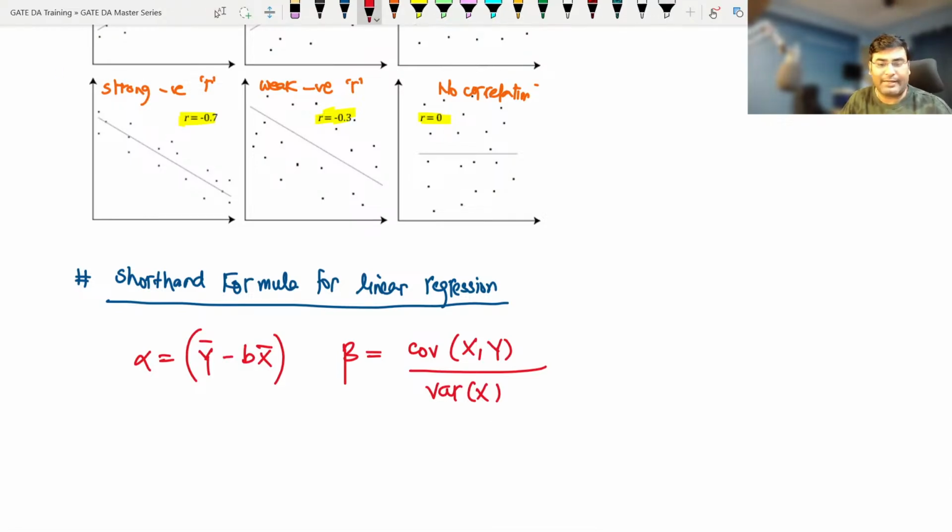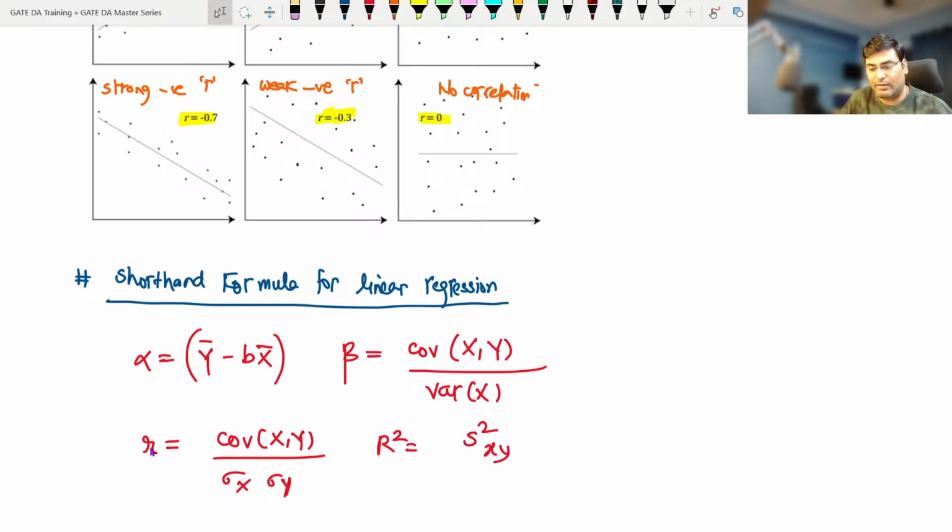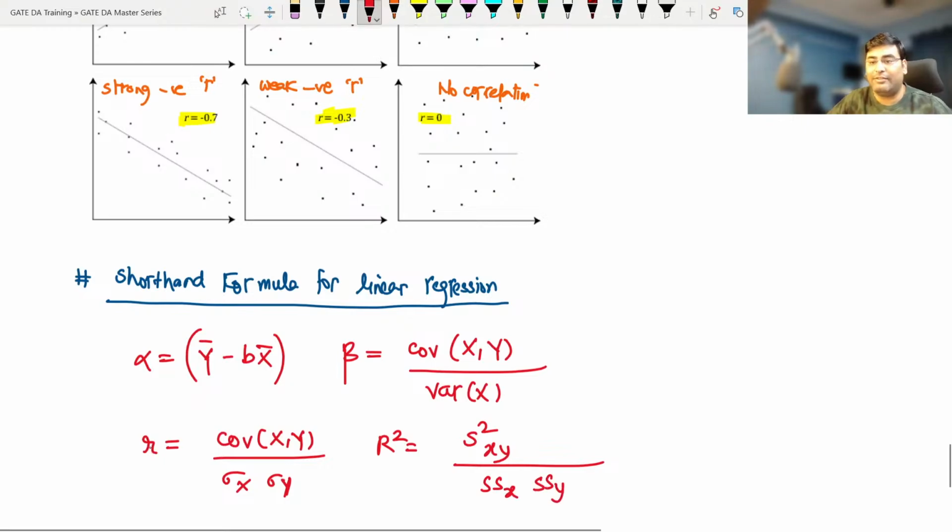Now, r square can be written as r. Already we know the r. What is r? R is covariance of x comma y over sigma x and sigma y, right, guys? And what is r square? It is S square xy over SSx and SSy. Now, this is something very new for you, and let me give you the idea about it in the last 2 minutes.